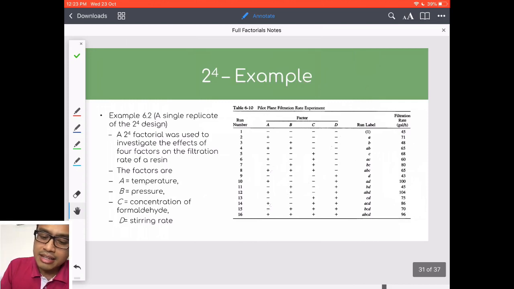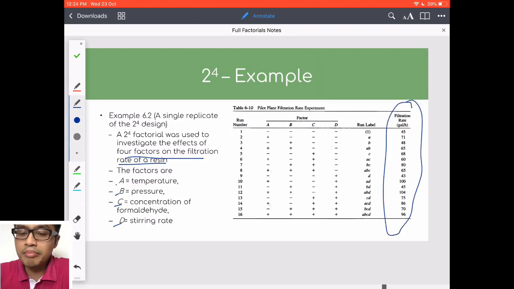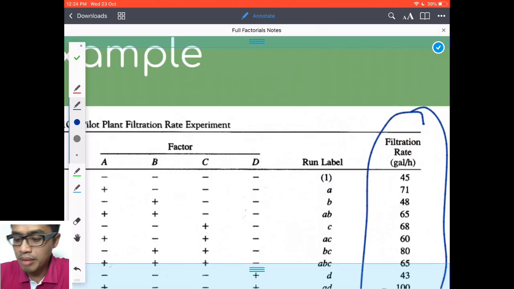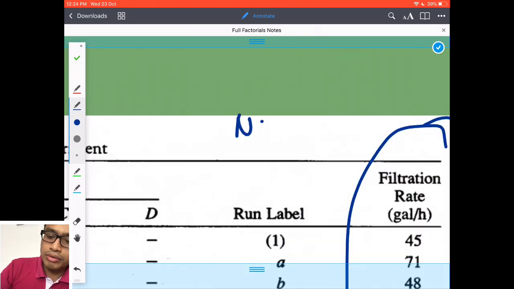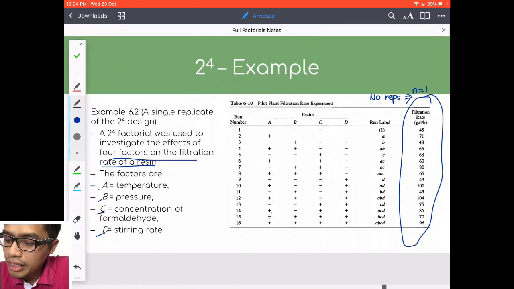This is an example of filtration rate of a resin, right? It is assumed that A, temperature, B, pressure, C, concentration of formaldehyde, and D, stirring rate are the factors that affect this experiment. And the filtration rate, gallons per hour, is the one that we are looking for. And you can see there are no replicates. I'm going to write here, no reps. Therefore, n equals 1. And it's already coded A, B, bracket 1 and so on, right?